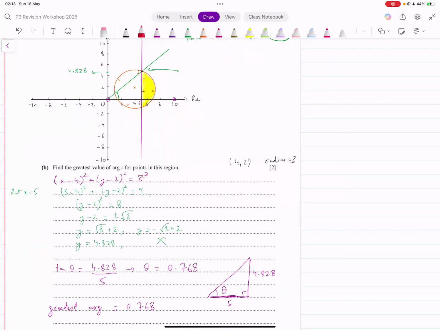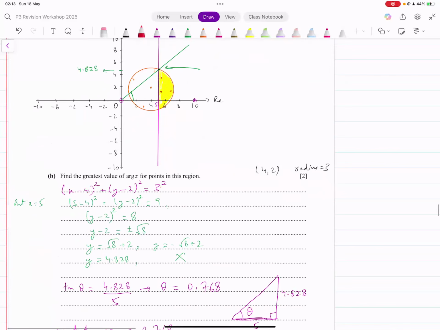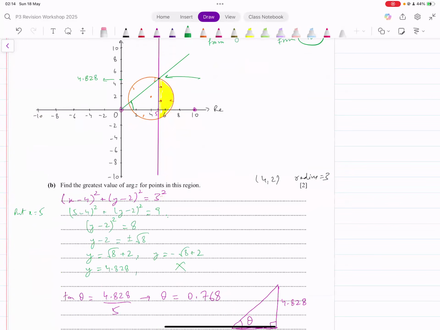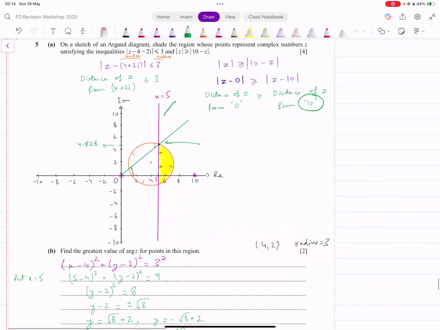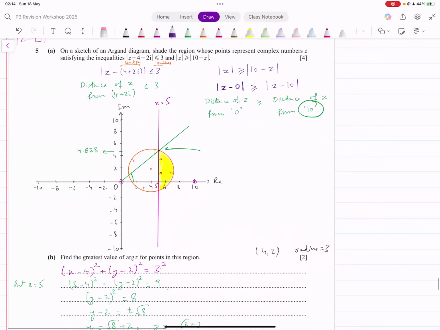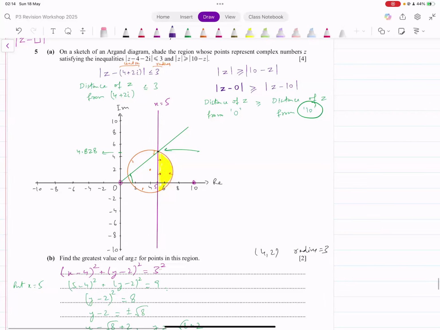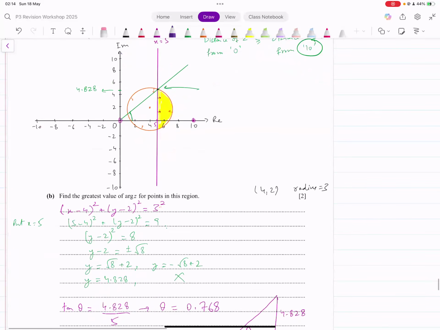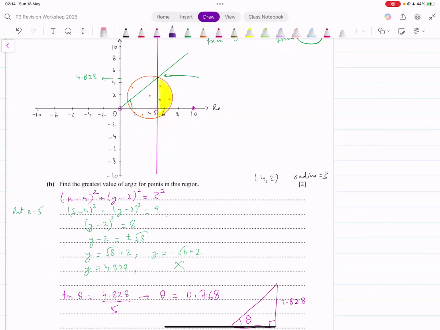So you can directly find that point using the equation of circle form. You know that this point is x equals 5 because of that line that you have there. What line do you have there? The perpendicular bisector of 0 and 10 that is passing through 5. So the x coordinate is known. You put that in, you get the corresponding y coordinate that turns out to be this, and then you can find the angle based on that.